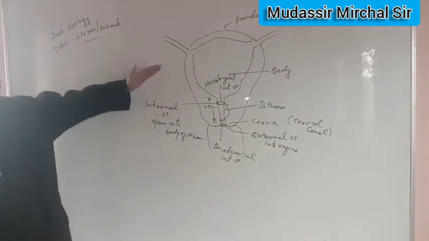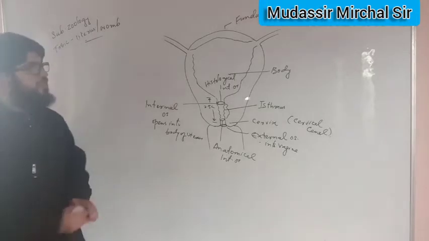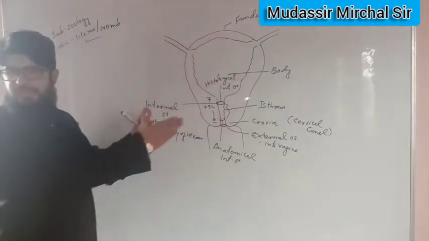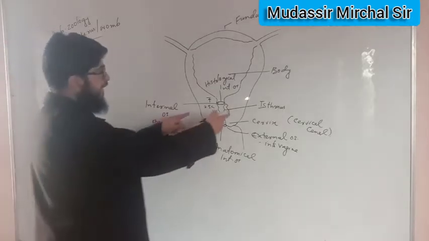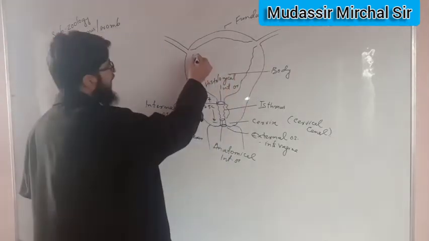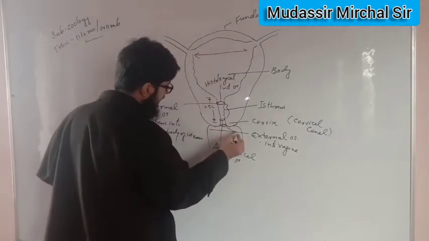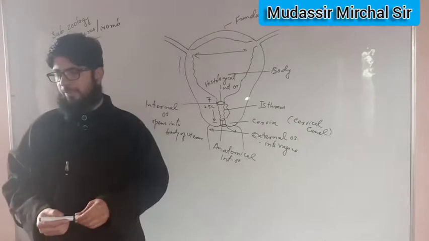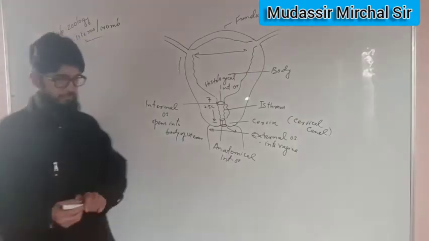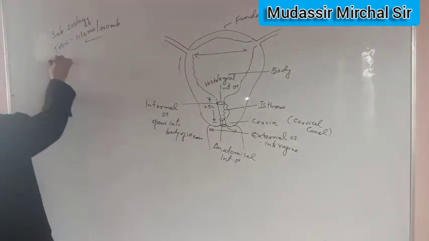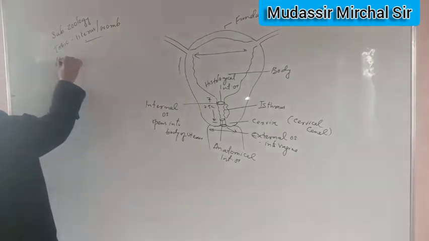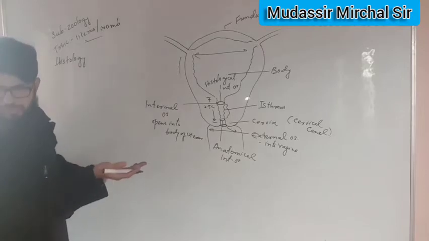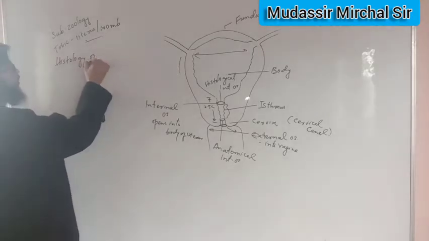Now, these are the regions. This is the fundus part, this is the body, and this is the cervix. The cervix is narrower than the body, so here it is broader and here it is narrower. That gives it the appearance of a typical pear, but an inverted pear. Okay, now let's talk about the histology. We will come back to the structures, but first we will talk about the histology of the uterus.